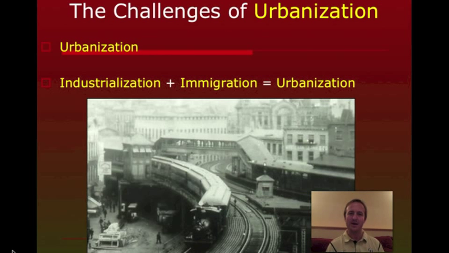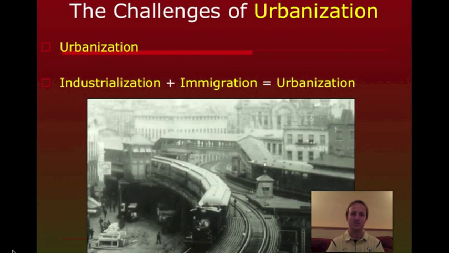Industrialization. Think about what's happened with industrialization. Work is moving more and more to factories, and factories are centralized. They're in a central location where lots of people come to work in the factory. So they come to work in the factory. That means people are flocking in from rural areas, going to the cities, and finding jobs, working these jobs.